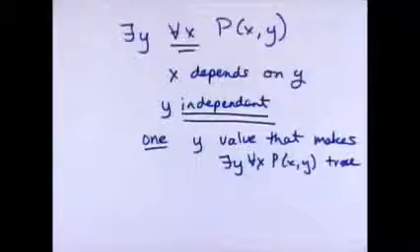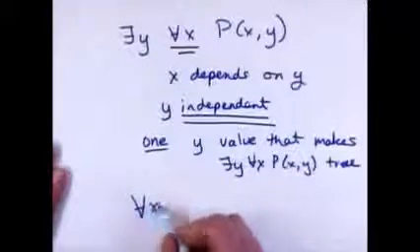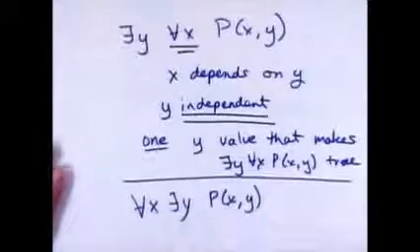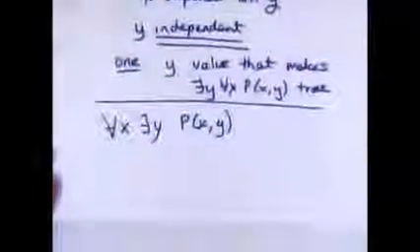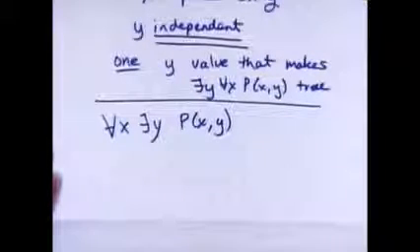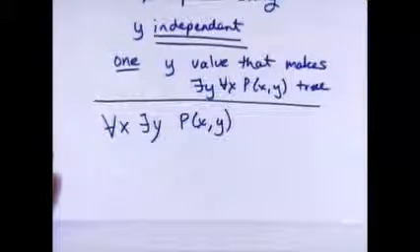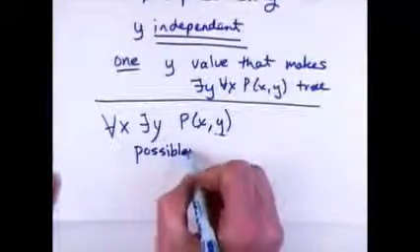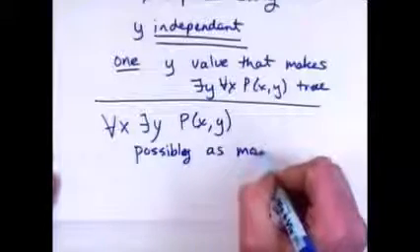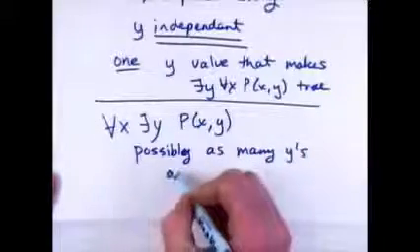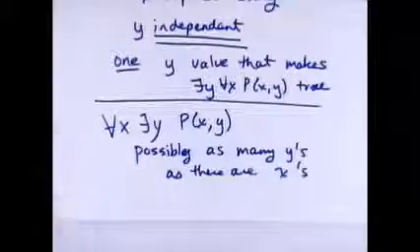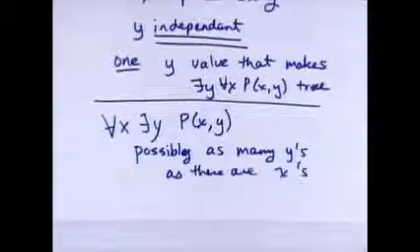So I'm just going to compare numbers of things. If I have for all x there exists a y, how many y's help make this statement true? The whole population. There could be lots, possibly as many y's as there are x's. So these statements are very different. It depends on where you put the there exists and where you put the for all.